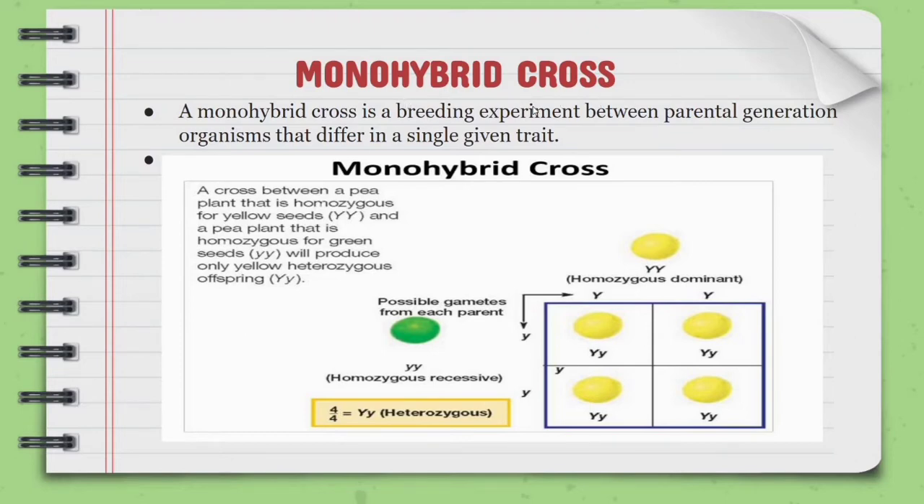It is a breeding experiment in which the parental organisms that you cross differ in only a single trait, or a single character. It is a cross in which you consider only a particular character at a time, and you take two contrasting versions of that character. If it is the height of the plant, it's a single trait. You will take a tall plant and a dwarf plant and do the cross. That kind of cross is known as a monohybrid cross.